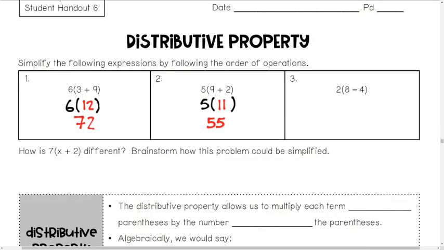Number 3, 2 times 8 minus 4 in parentheses. 8 minus 4 is 4. 2 times 4 is 8.